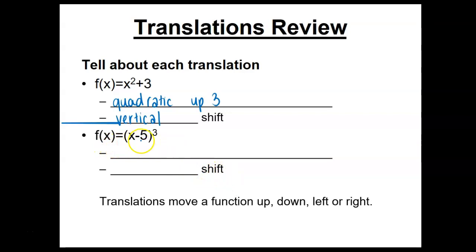The x minus 5 to the third, with the x minus 5 inside of the parentheses. So this is a cubic. And for this cubic, Jacqueline, what's going to happen to it? Good. It's going to shift to the right 5. Okay? Remember, it's the opposite direction. So if you have a negative inside of the parentheses, it's going to go in the positive direction. This is a horizontal shift.